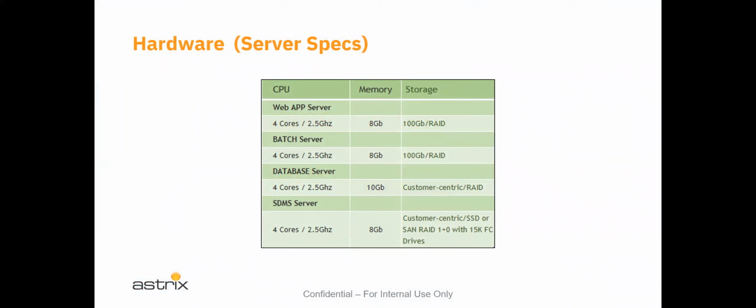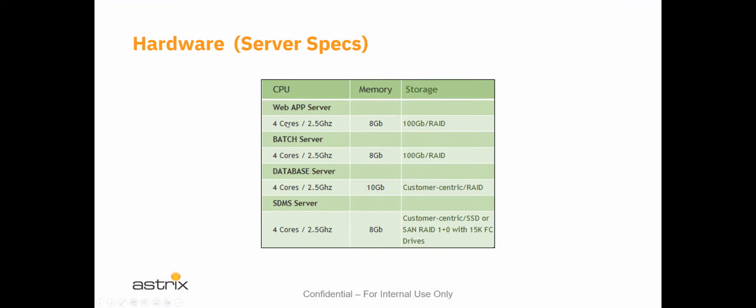At the onset, the base system should consist of a hardware server that has 4 cores, 2.5 gig. You don't need to remember these numbers. They're available in the manual when you go to install them, but this is the overall view of the actual minimum requirements.